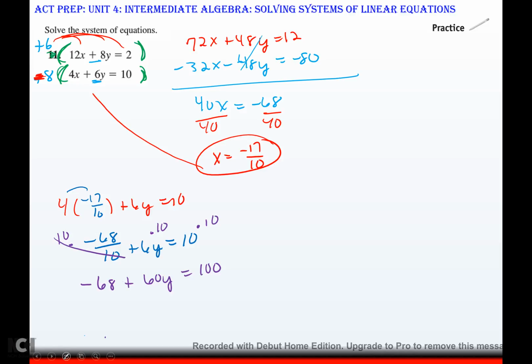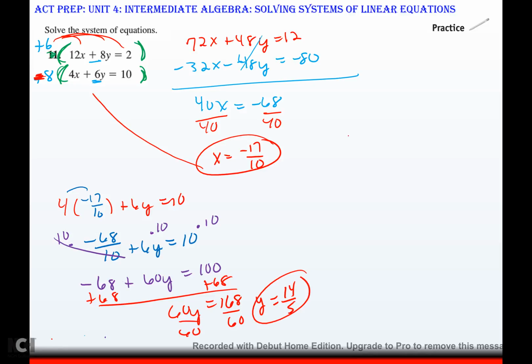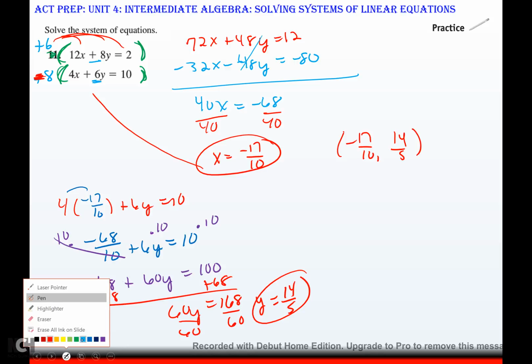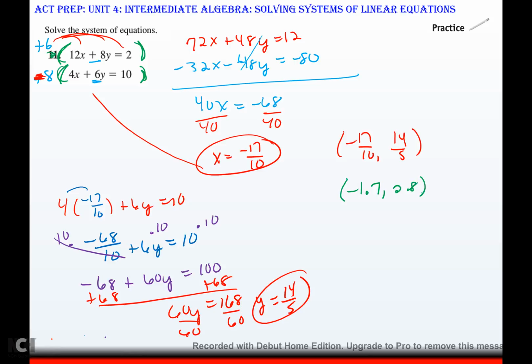And then to get y alone, I'm going to add 68. That gives me 60y equals 168. Divide by 60, divide by 60, and y equals 14/5 if you reduce. So my solution is negative 17/10, comma, 14/5. And they just wanted it in decimal, so their answer is negative 1.7, comma, 2.8.